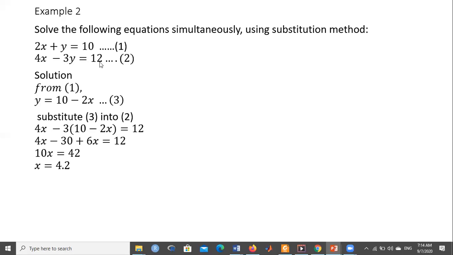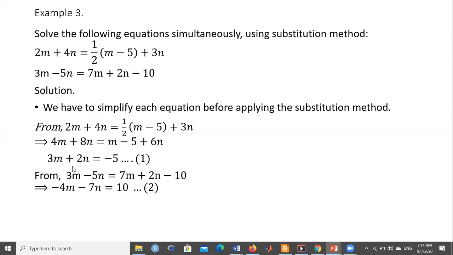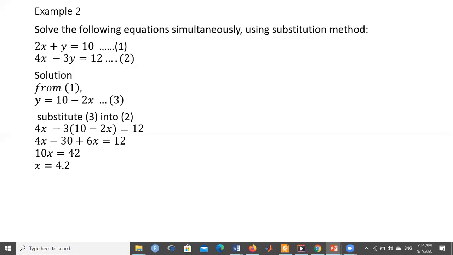I hope you are following. So we have a bracket, and we can do the expansion. We have 4x minus 30 plus 6x, which is minus 3 times 10 and minus 3 times minus 2x. So plus 6x equal to 12. By simplifying, we now have x equal to 4.2, as we had when using the elimination approach.